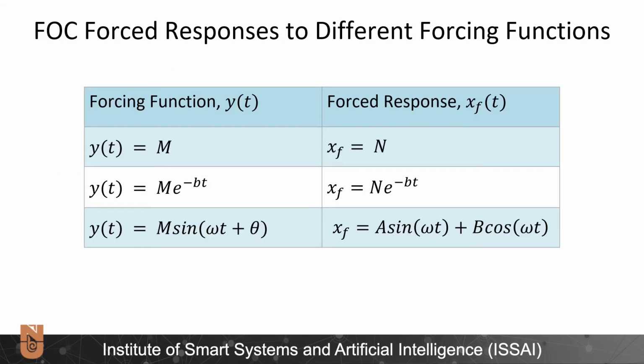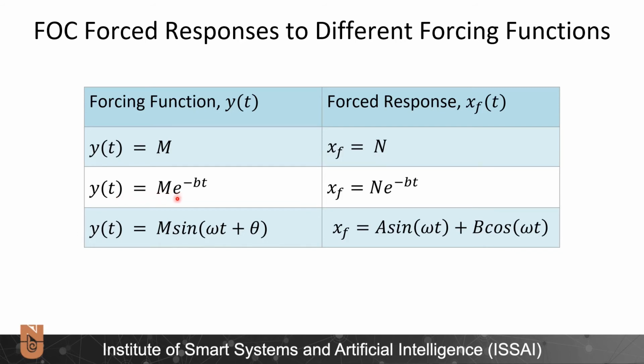Here we summarize the forced responses of first order circuits to the most common forcing functions. For a constant m, the forced response is n. Of course, if there was initial energy stored in the circuit, we would also have a natural response, but right now we are covering only the forced responses.